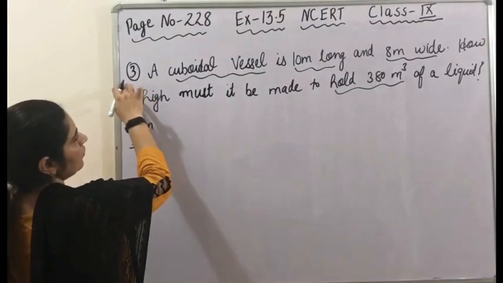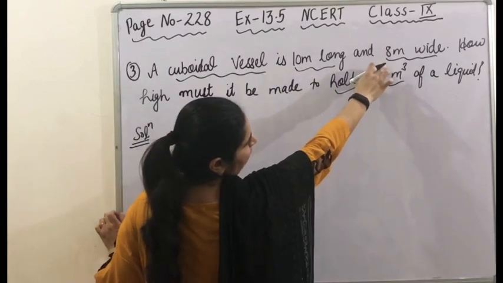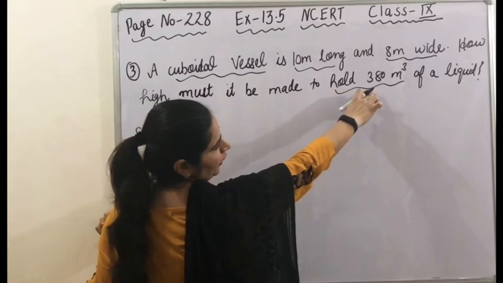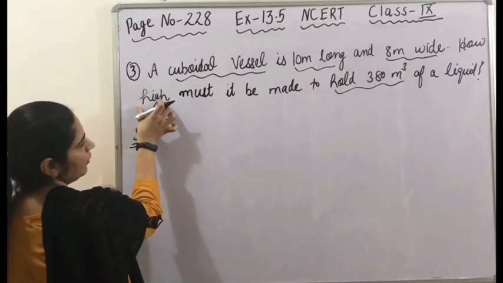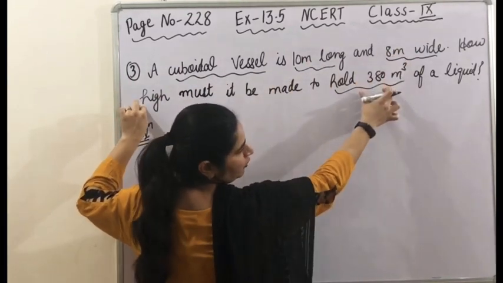Okay. In question number 3, a cuboidal vessel is 10 meter long, 8 meter wide. How high must it be made to hold 380 meter cube of a liquid? We have to find the height here. Length is given, breadth is given, and volume is also given.